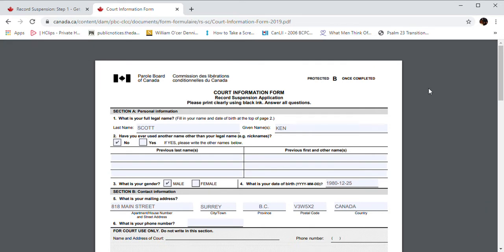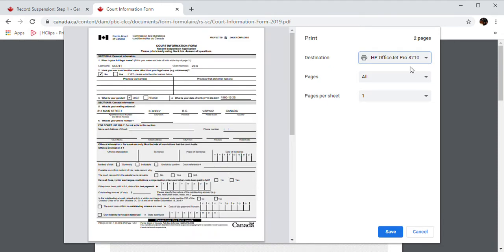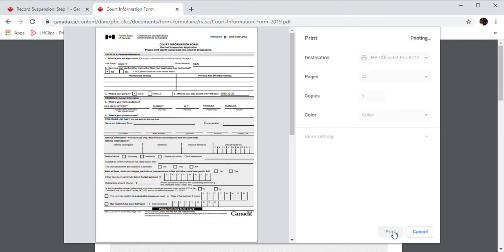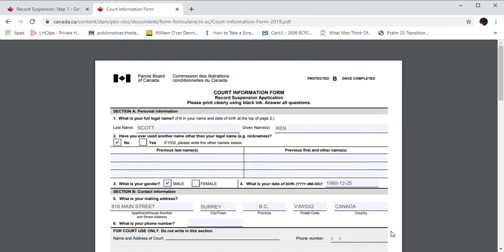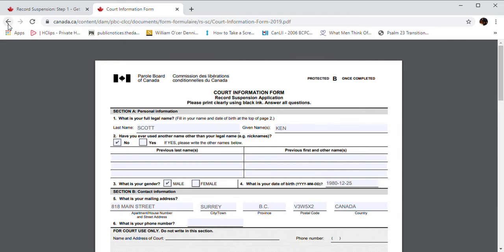In this case, I'll print out one sheet, or one set anyway. Oh, that's right, it's not even plugged into the printer. So you get the point. Okay, so you print this out and put it aside.